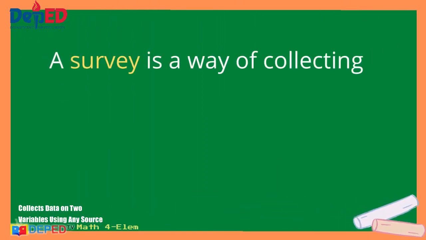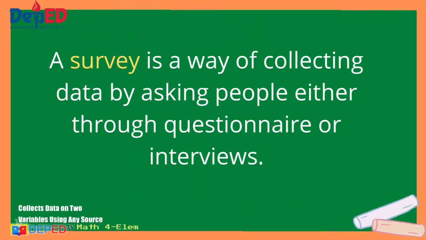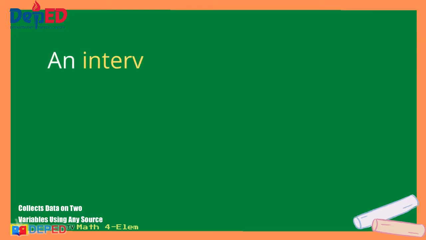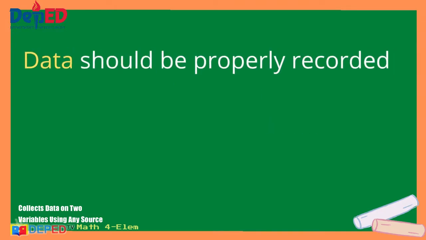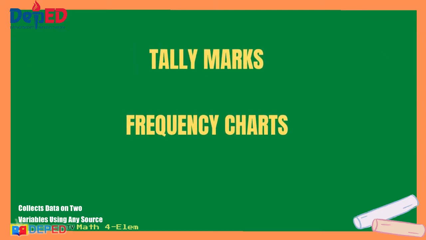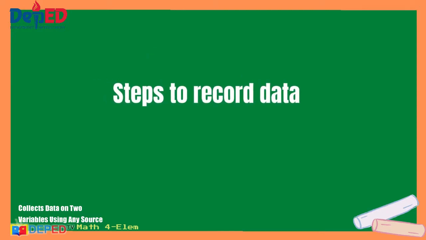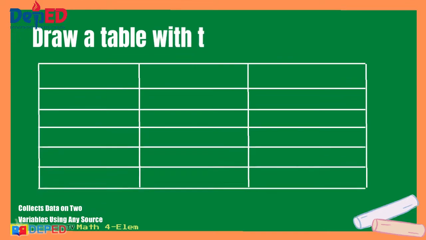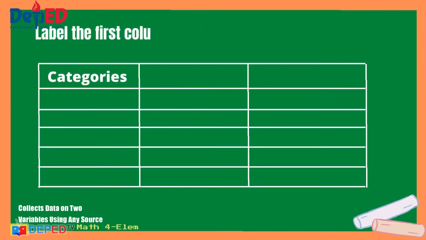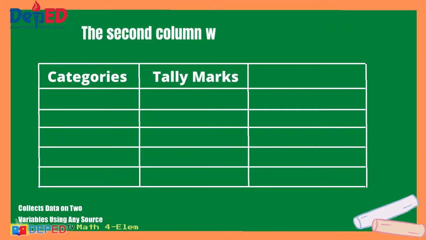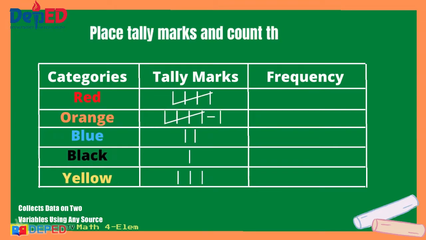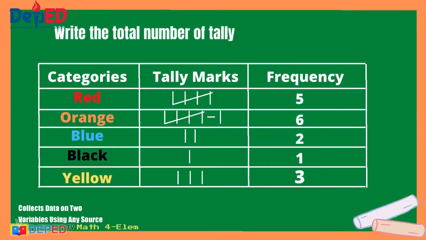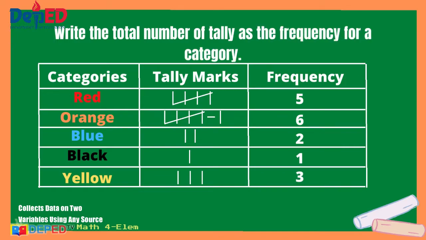A survey is a way of collecting data by asking people either through questionnaires or interviews. An interview is a conversation between individuals to collect relevant information. Data should be properly recorded. We use tally marks and frequency charts to record the results of the survey. Here are the steps to record the data. Draw a table with 3 columns. Label the first column with the topic of your survey, the second column with tally marks and the third column with frequency. Place tally marks and count them. Write the total number of tally marks as the frequency for a category.